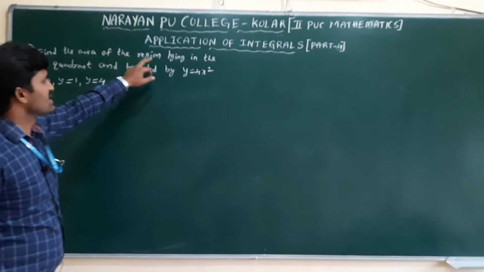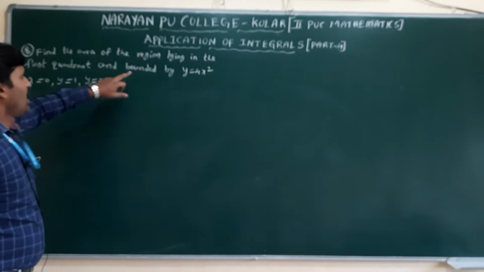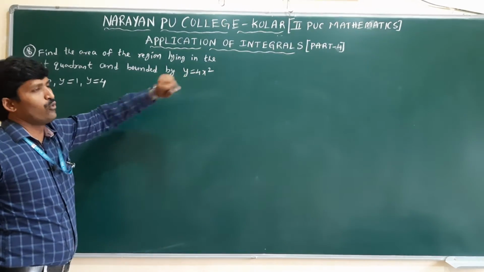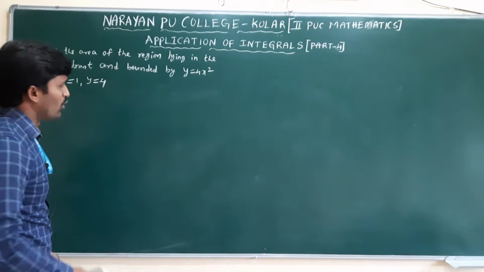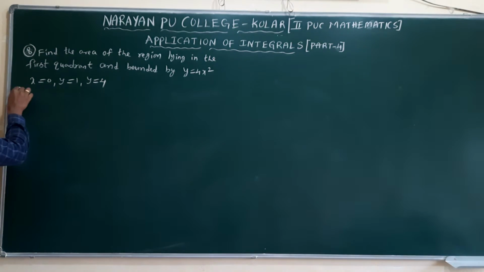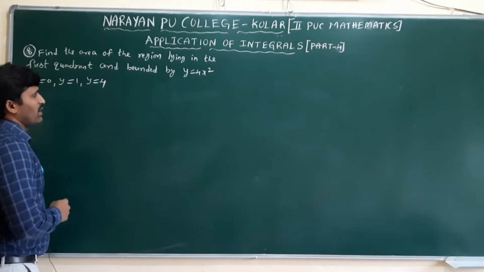Find the area of the region lying in the first quadrant and bounded by y equal to 4x square and x equal to 0 and y equal to 1 and y equal to 4. This is the given data. From this data, we need to find the area bounded by the given values.